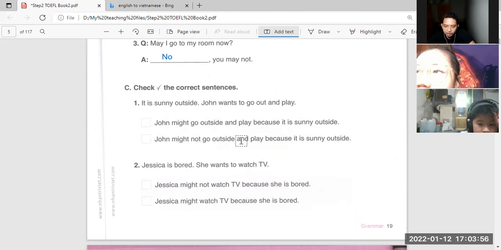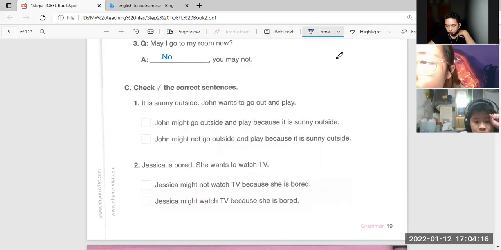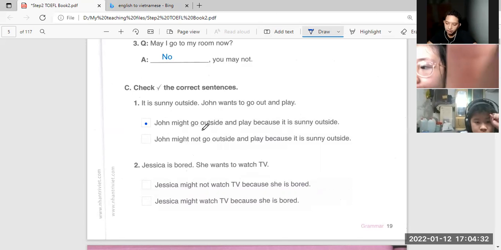So it is sunny outside. John wants to go out and play. Le, what is your answer? John might go or John might not go? John might go outside and play because it is sunny outside. Okay.